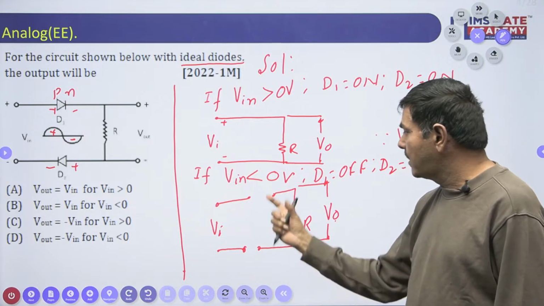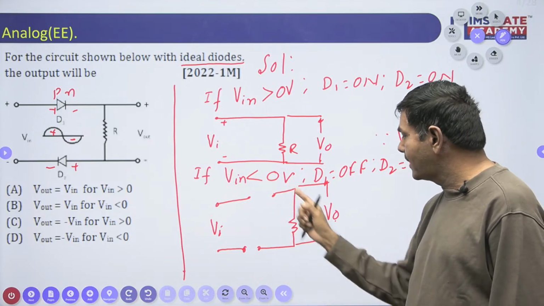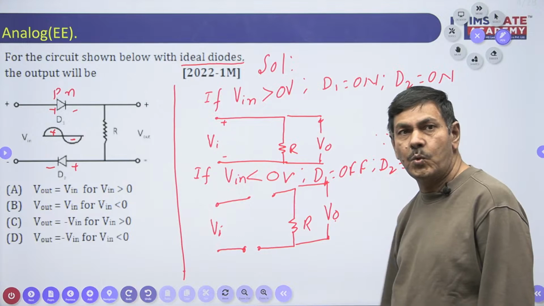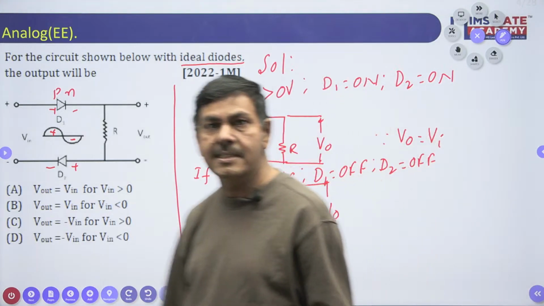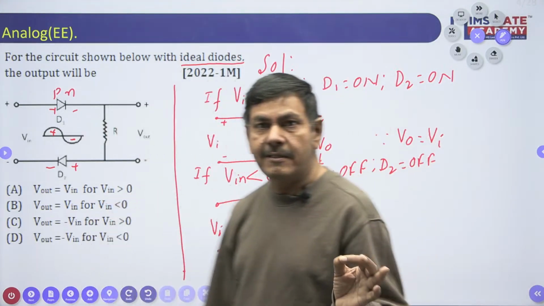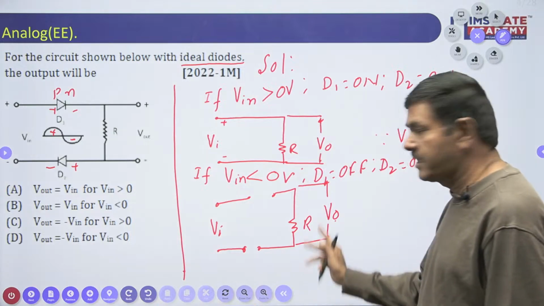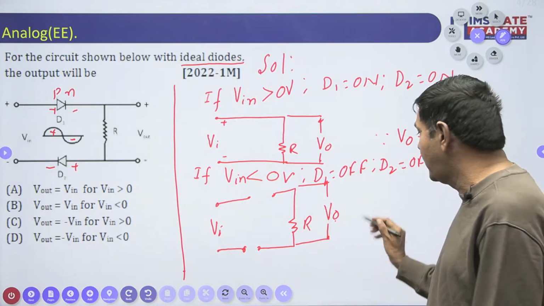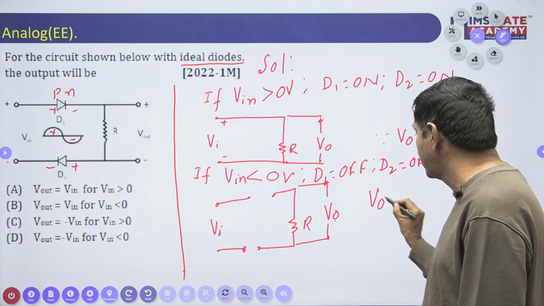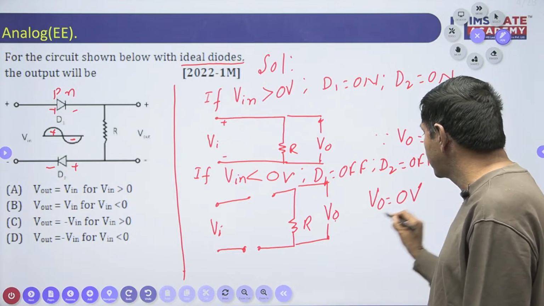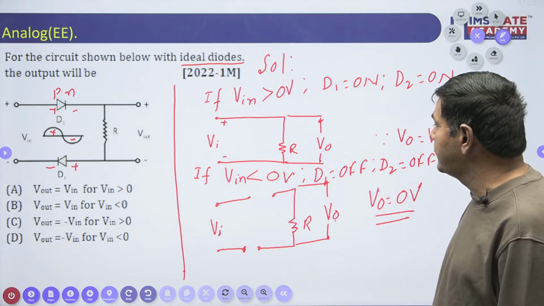If both diodes are reverse biased, no current flows across resistance R. If there is no current, the drop across R is taken as 0. I can put directly V naught equal to 0 voltage. So finally, which option is correct?